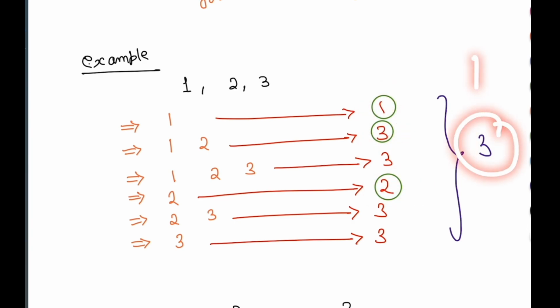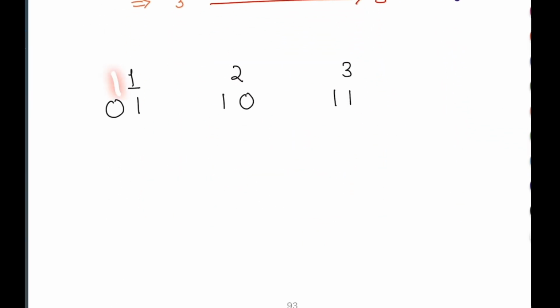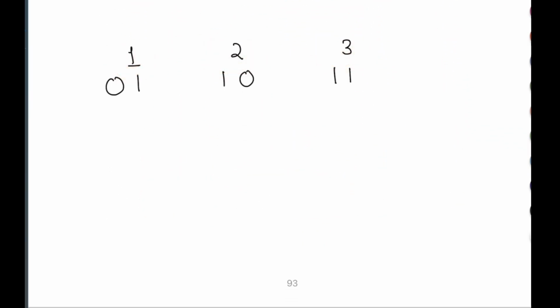We need to find out the number of unique bitwise ORs, and let us see how we can do it. Let us say the input is 1, 2, and 3, and using this input, let us try to understand how we can find the answer, how we can code the solution, and what is the logic and intuition behind it.